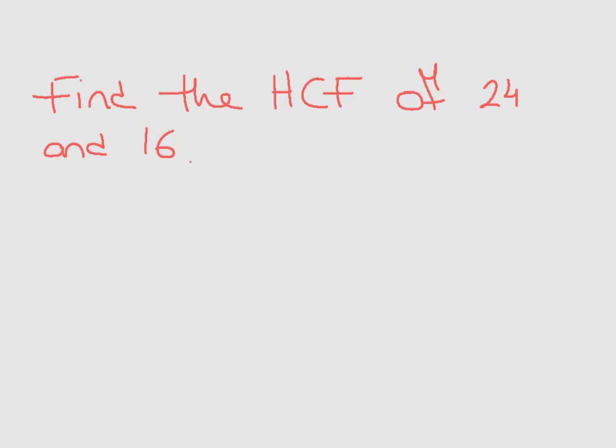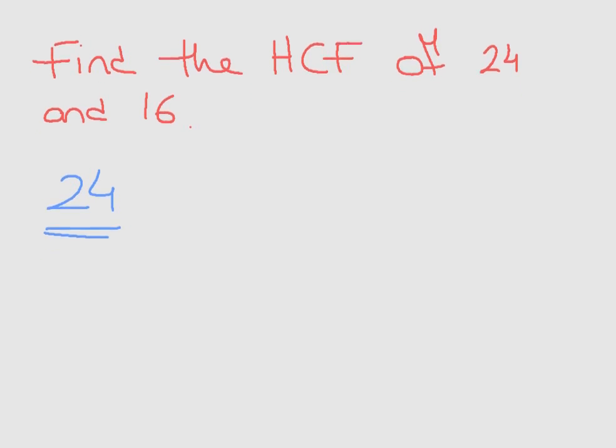To find the highest common factor of 24 and 16, we're going to start by looking at each of the whole numbers 24 and 16 and writing all of their factors. So if we look at the whole number 24, we're going to find all of its factors. To find its factors, we're going to work our way up the number line starting at 1, and for each of those numbers we're going to see if when we divide 24 by that number, it gives us another whole number. That's going to become clearer right now.